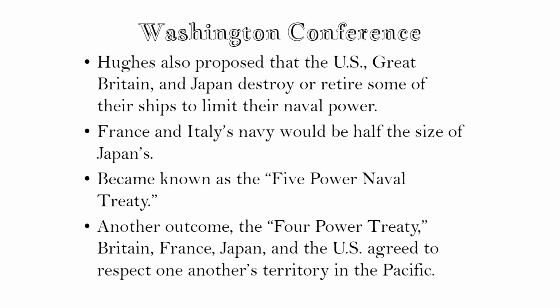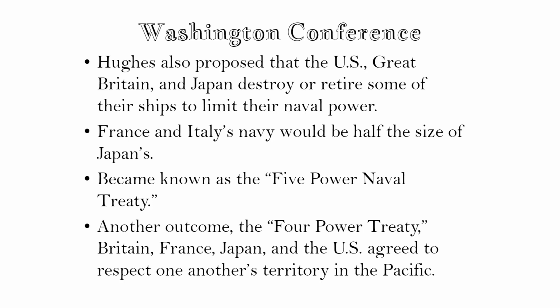Another outcome of the conference was the Four-Power Naval Treaty, in which Britain, France, Japan, and the U.S. would agree to respect one another's territories in the Pacific, which is another common cause for war, which is fighting over territory, fighting over land, especially in the early 1900s. The U.S. was expanding its territorial holdings. We were colonizing along with Europe.